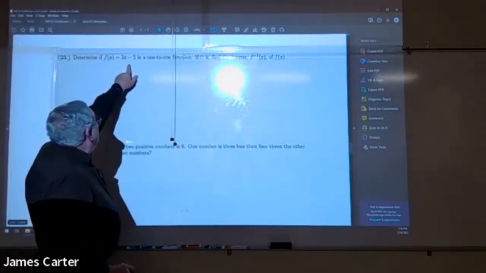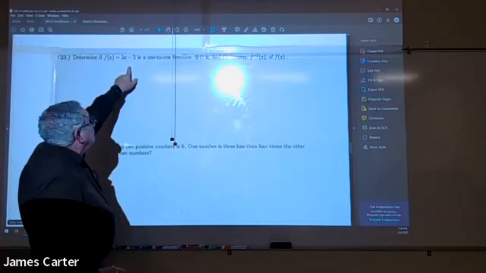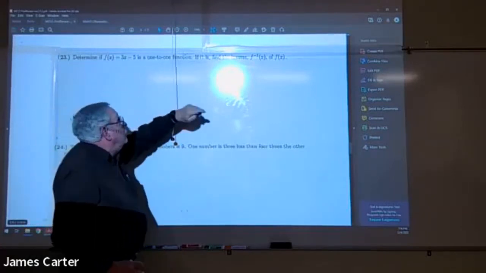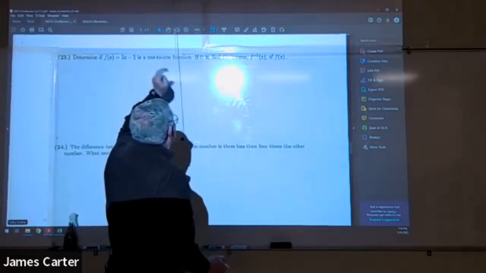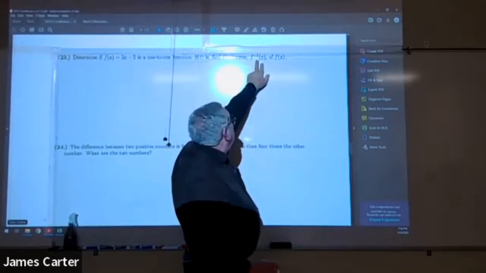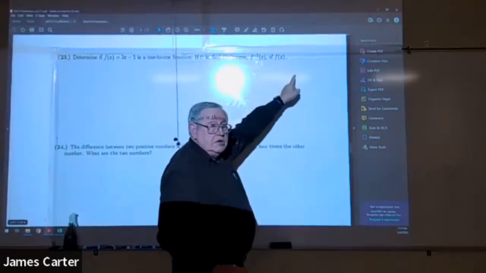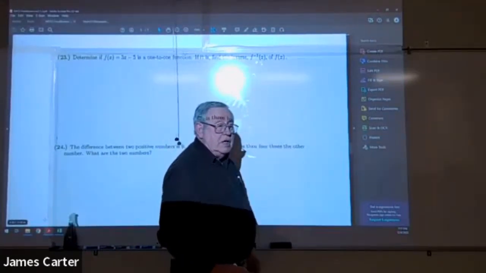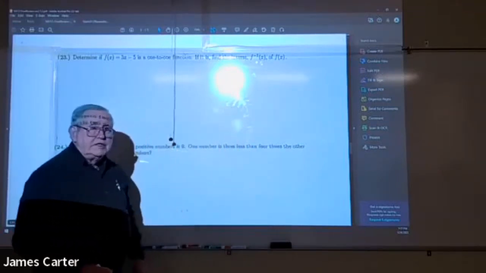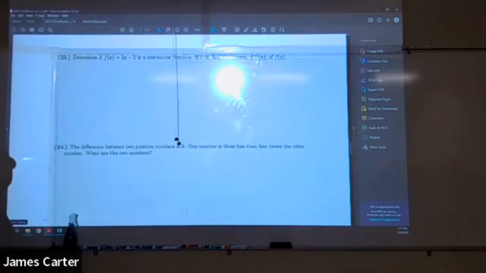Is this a one-to-one function? Okay. In other words, what they are asking you is if this is f of x, find its inverse, and then do that compose thing, where you get x each time. That's what they're wanting you to do.